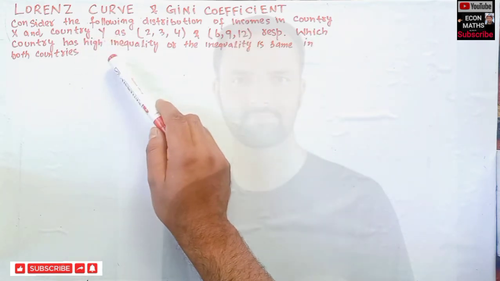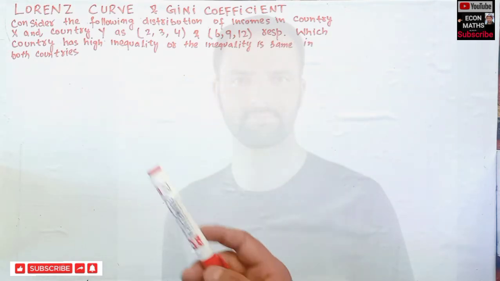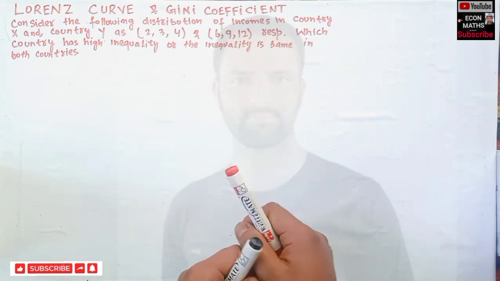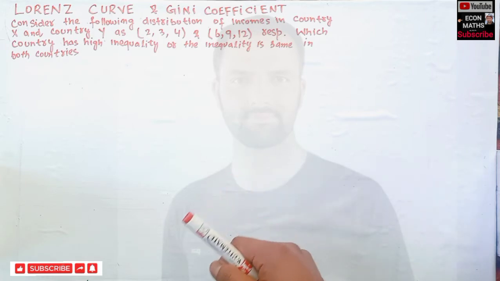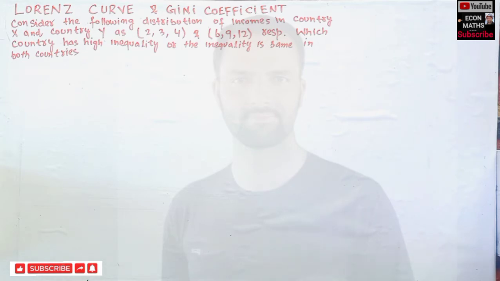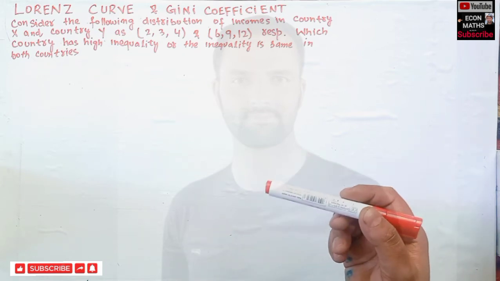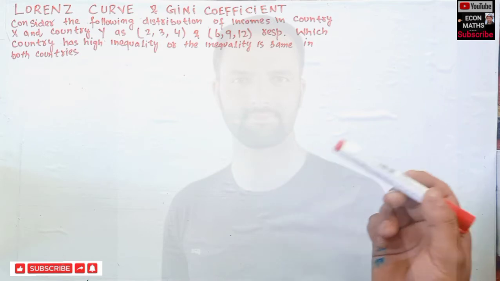Which country has high inequality, or is the inequality the same in both countries? We have to see which country has high inequality, or whether both the countries have the same inequality. So we will see how to solve this very question. First, we should know what is meant by the Lorenz curve. The Lorenz curve is actually used to graphically represent income inequality.